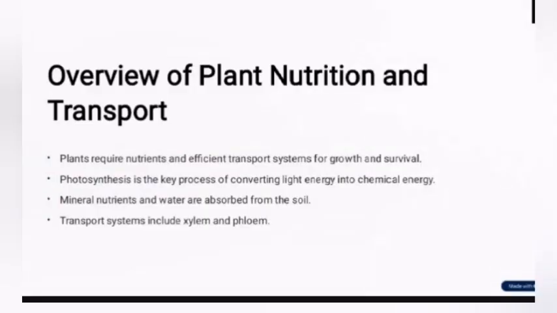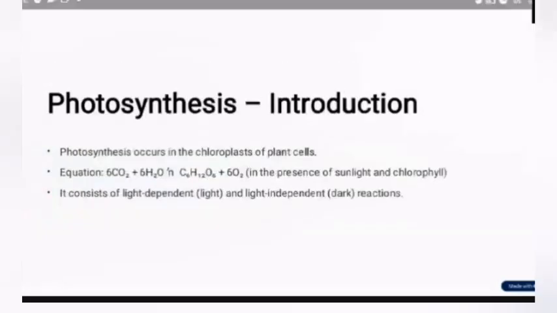Whereas the xylem is responsible for transporting what? Mineral nutrients and water from the roots to what? The leaves where they are needed. Alright, so let's go properly into photosynthesis.